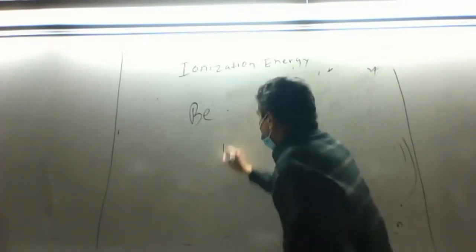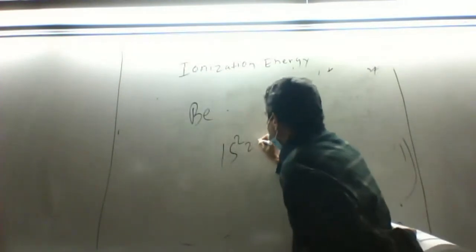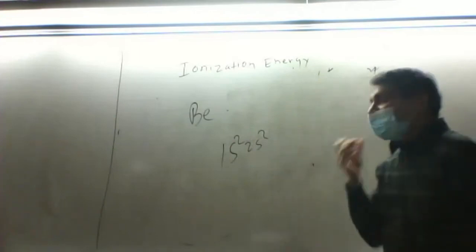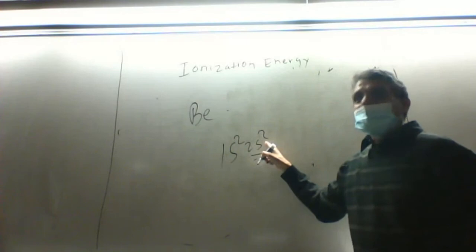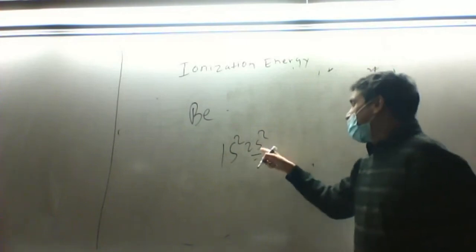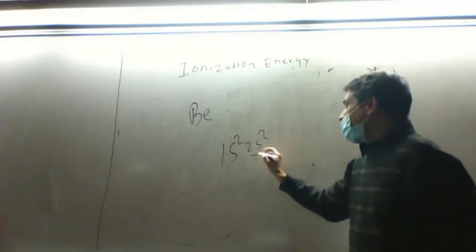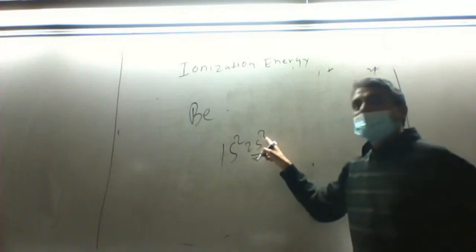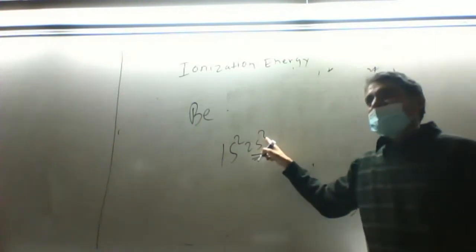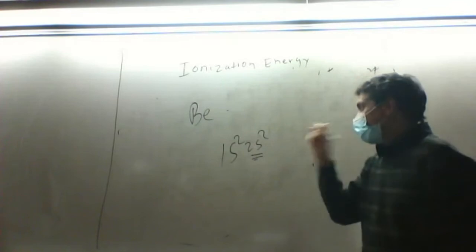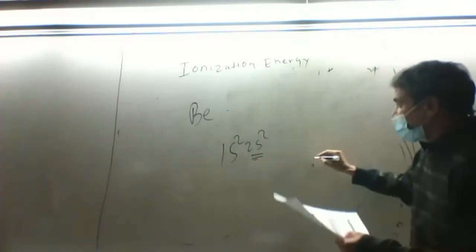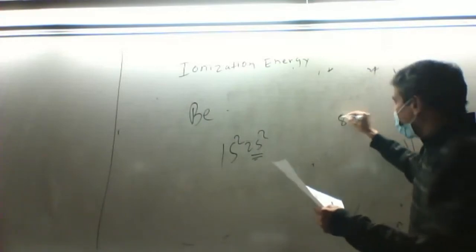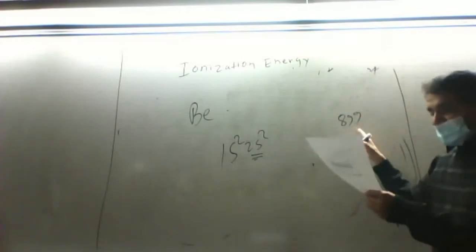Now let's talk about beryllium. In beryllium, the electronic configuration is 1s2, 2s2, right? From where do you need to remove the electron? From this one, right? It is too high, because it is the second orbit and the s orbital is fully filled. So it takes a very high amount of energy to remove the electron from a fully filled orbital. If I have to remove one electron from there, I need to give 899, and it's already high.